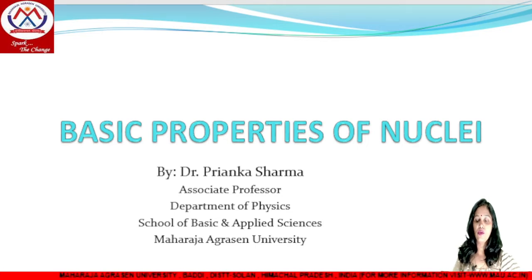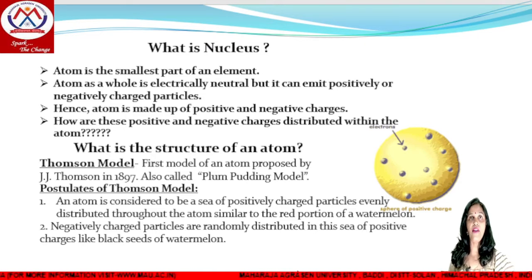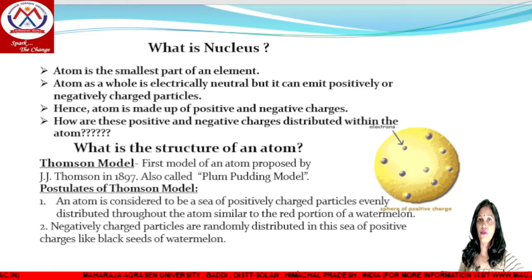Before discussing the basic properties of nuclei, I would like to tell about what a nucleus is. As we all know, an atom is the smallest part of an element. The atom as a whole is electrically neutral, but it can emit positively or negatively charged particles. Hence, an atom is made up of positive and negative charges. Now the point is, how are these positive and negative charges distributed within the atom? So we would first of all discuss the structure of an atom.